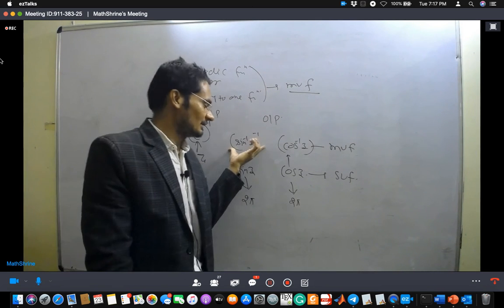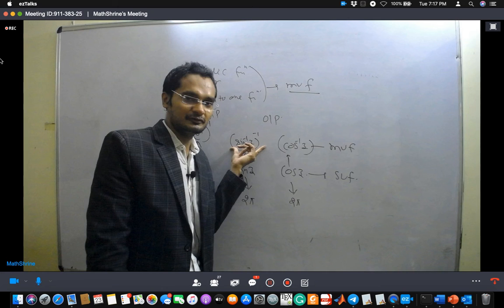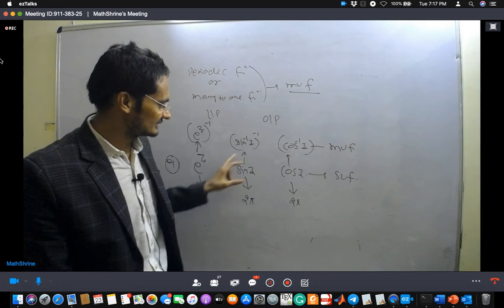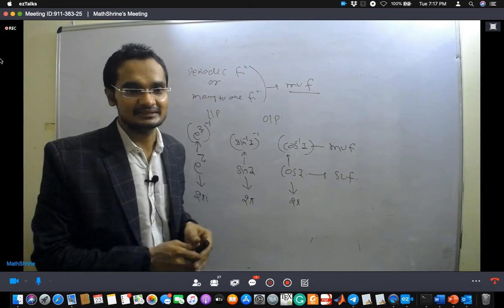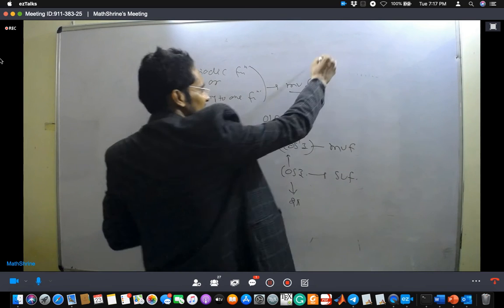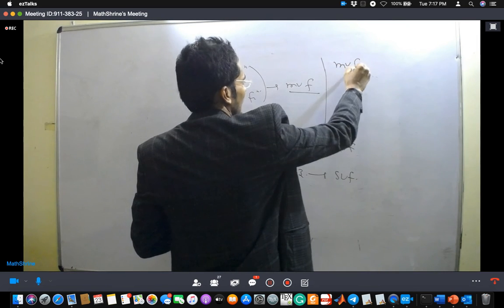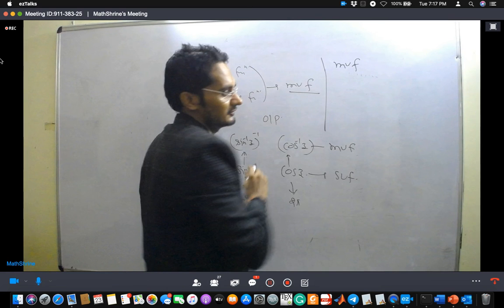Okay. Vice versa. If I take the inverse of this again, then again we will get the multi-valued function. So these are some ideas how to connect these.